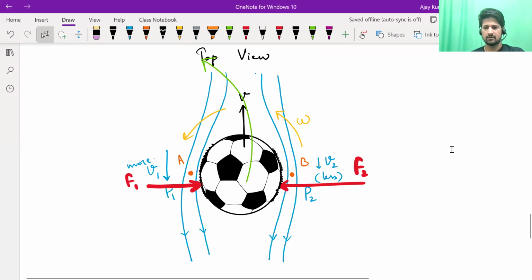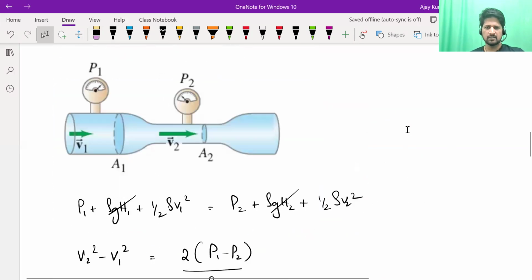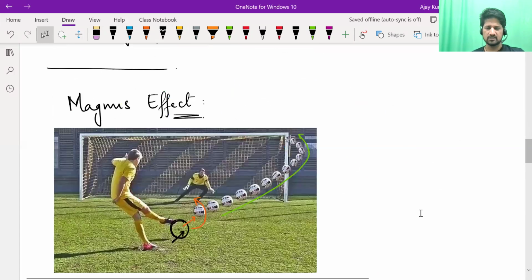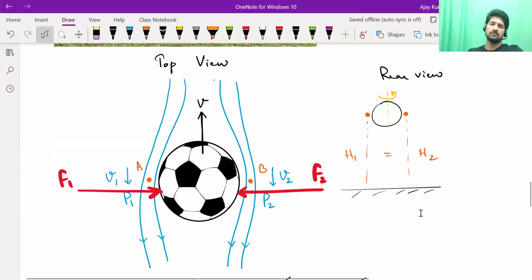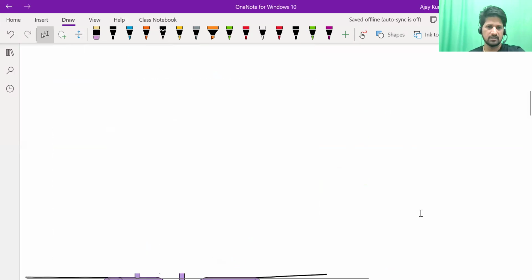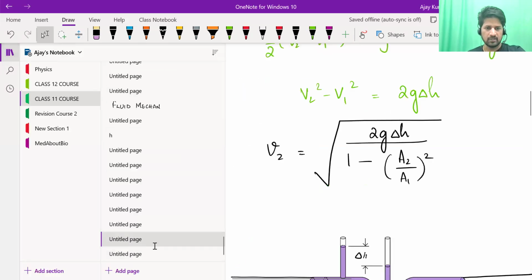Yes, sir. Okay, fine. So these are the basic applications which are very much part of your syllabus. But based on these applications, some very tricky questions can be asked. For example, yesterday we discussed that case of speed of efflux.